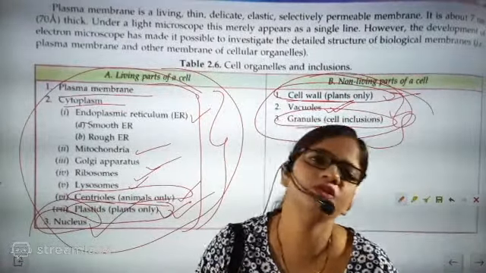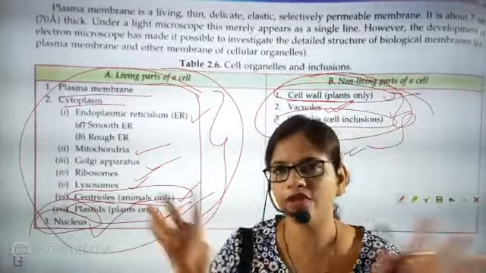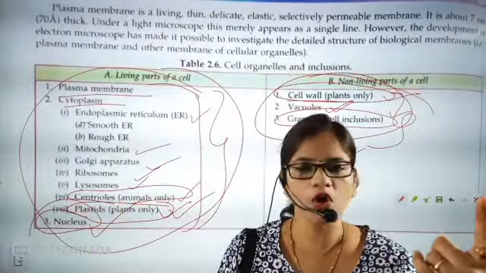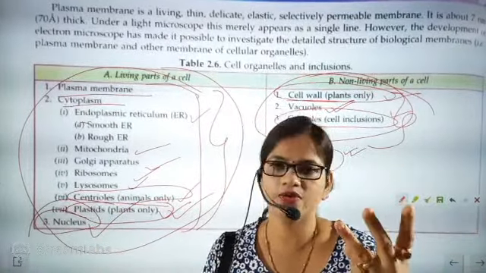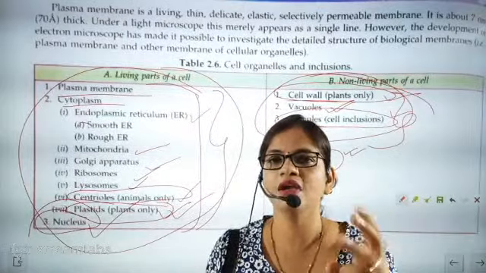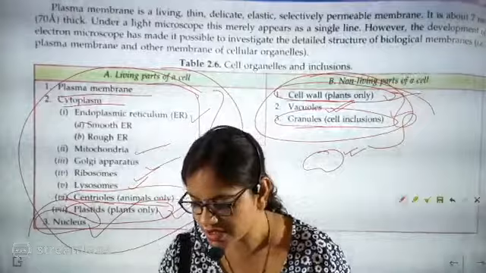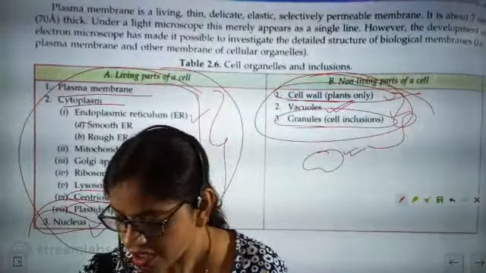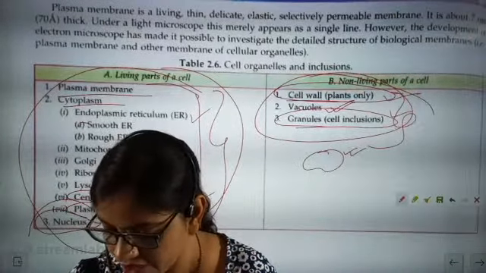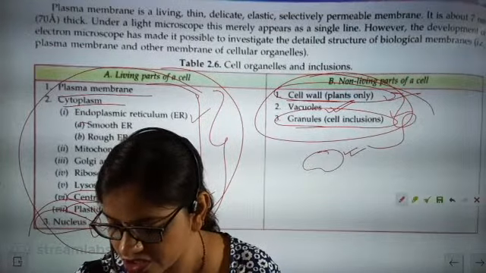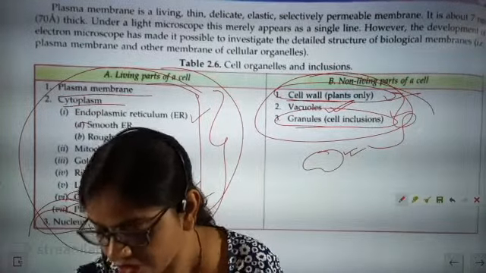Granules we will also be studying in future. So when we differentiate, only these three are non-living: cell wall, vacuoles and granules. Rest, everything else comes under the living section of the cell. Rest, everything else comes under which one, beta? Rest, everything else comes under the living part of the cell. Rest, everything else, children, comes under which one? The living part of the cell.